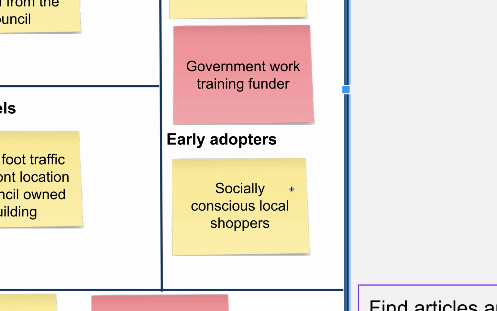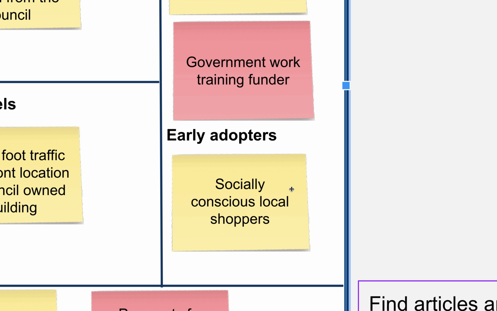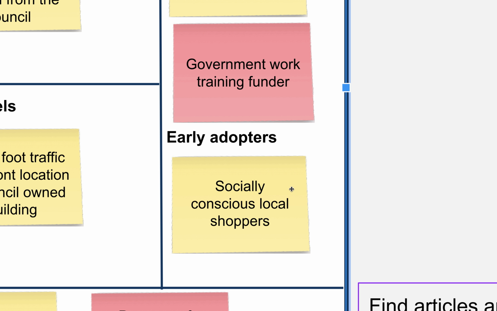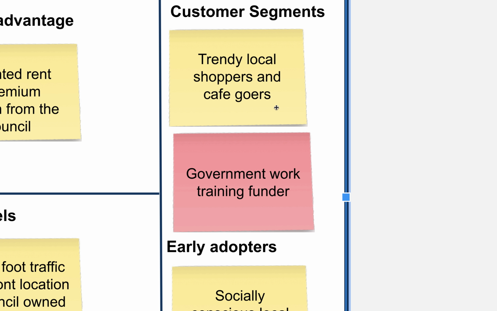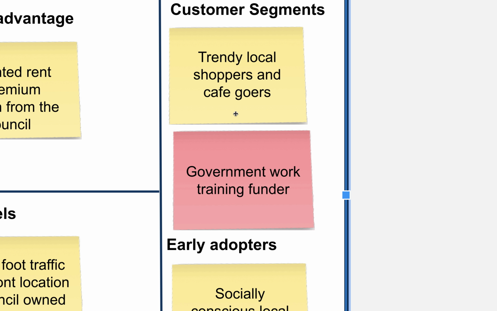Our early adopters on the consumer side are socially conscious local shoppers. So who are those people that will be primed to come to our social enterprise cafe based on the fact that they really care about the outcomes that we're hoping to get. And then over time, we want to get to a broader customer segment, which is this trendy local shoppers group, which is going to be bigger than the socially conscious ones.